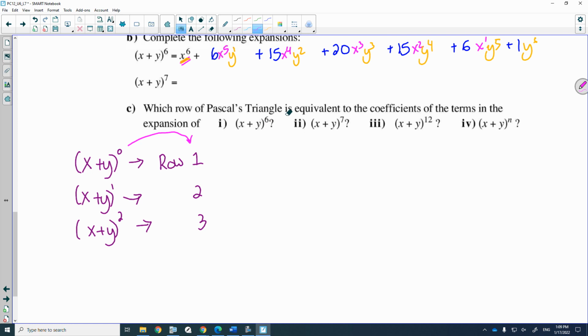So this would be in row 7, that expansion, and it would have 7 terms. This would be in row 8, and it would have 8 terms. This would be in row 13, and it would have 13 terms. This would be in row, and then you'd say it was always that plus 1. And number of terms, n plus 1.